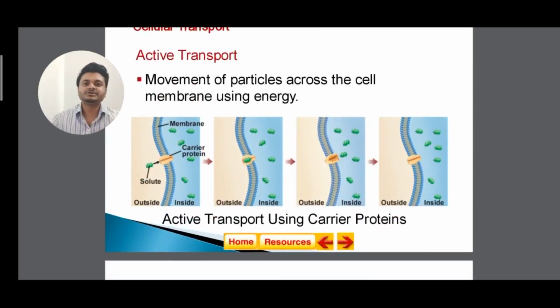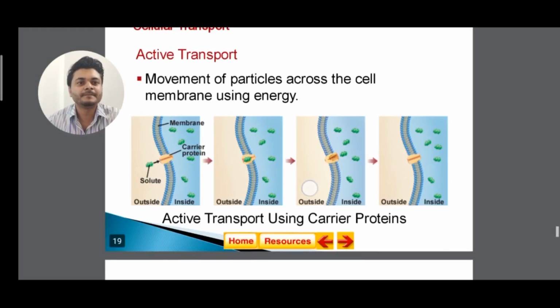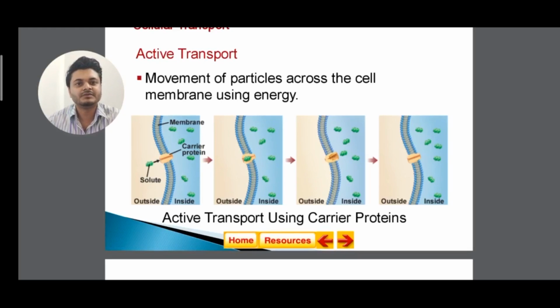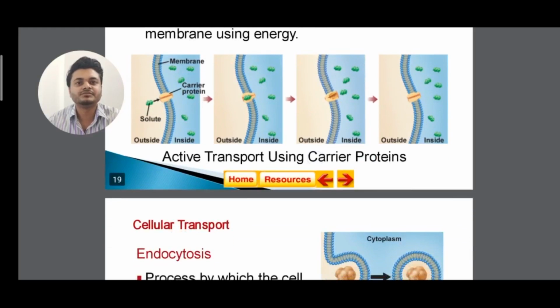Now see active transport. Earlier I have said about passive transport. Here, active transport. That means movement of molecules will go by the help of energy. That means here ATP is used. That means it goes against the concentration gradient. In passive transport it was along the concentration gradient. Here it is against the concentration gradient. So see, here carrier proteins are given. It helps to pass from outside to inside. It helps the particles to get inside the cell.